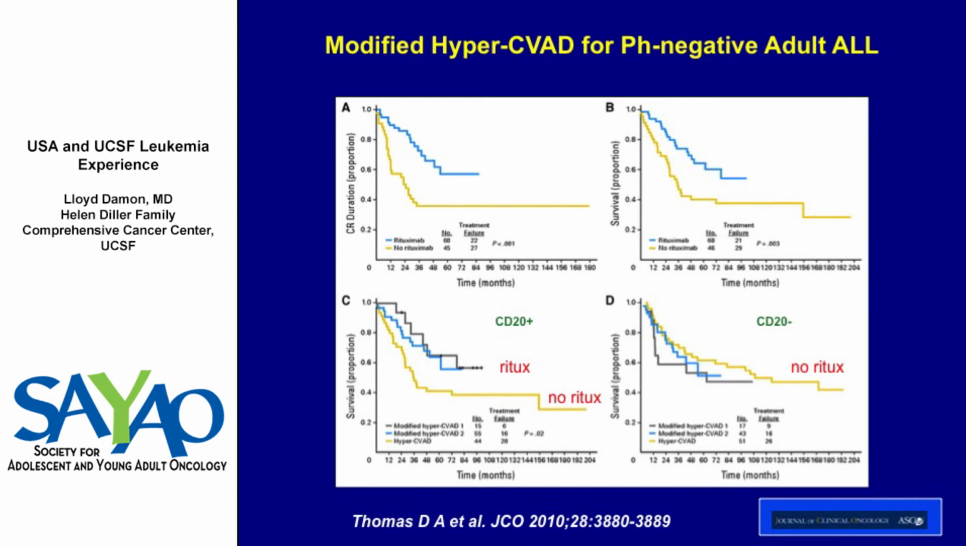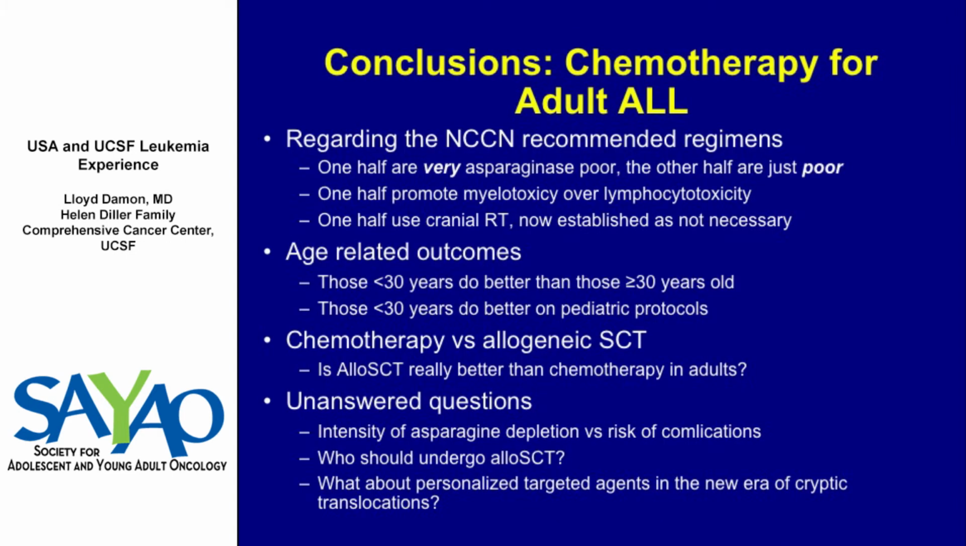You did see this curve just using rituximab. This is in individuals at MD Anderson on the modified hyper-CVAD protocol who were CD20 positive in at least 20% of the lymphoblasts. So those individuals getting rituximab did much better in terms of complete remission duration compared to a subsequent trial not using rituximab, and the same was true of overall survival.